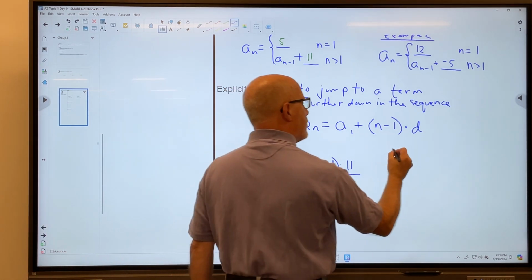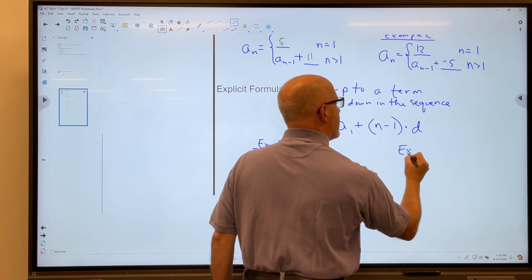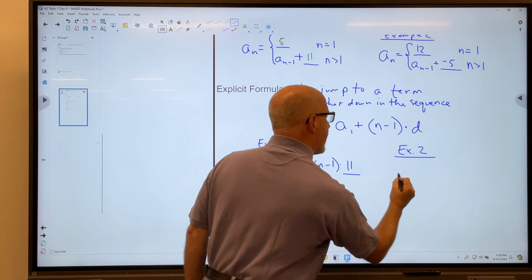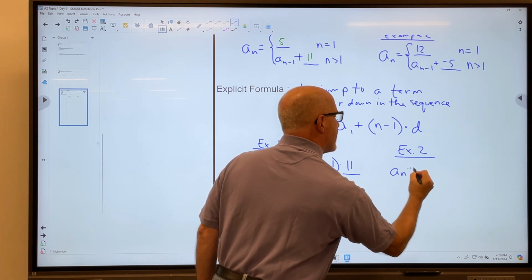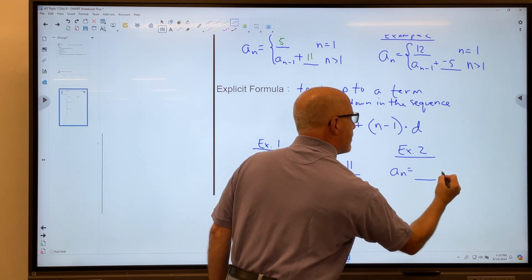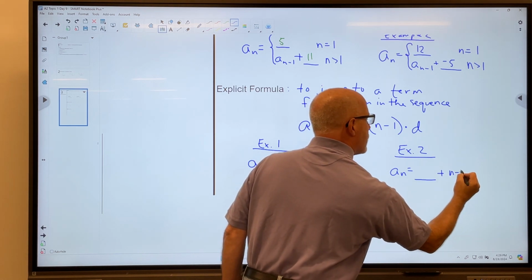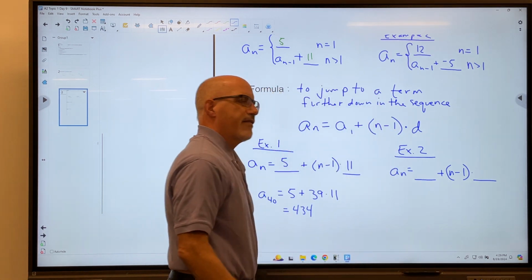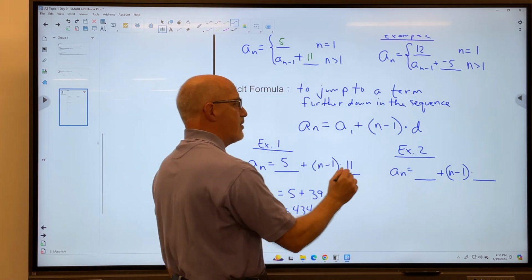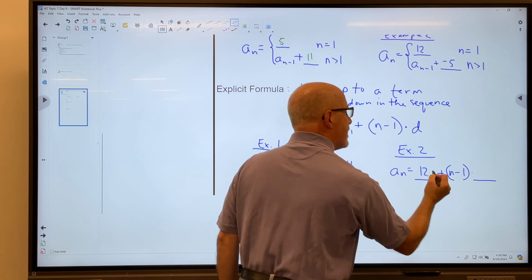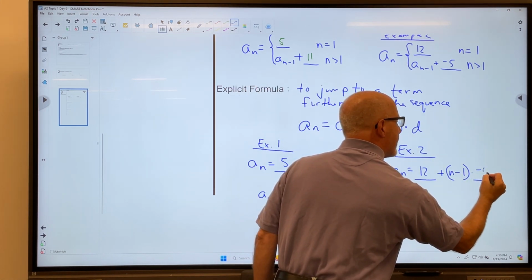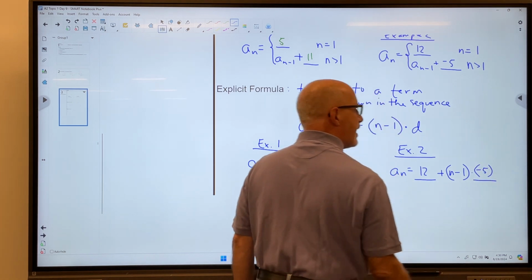Let's do example 2. Example 2, we're going to write out our explicit formula. You're going to have the first term plus n minus 1 times the common difference. We have to fill in those two numbers. Well, the first term was 12. The common difference was -5. If you want to put that in parentheses, you can.